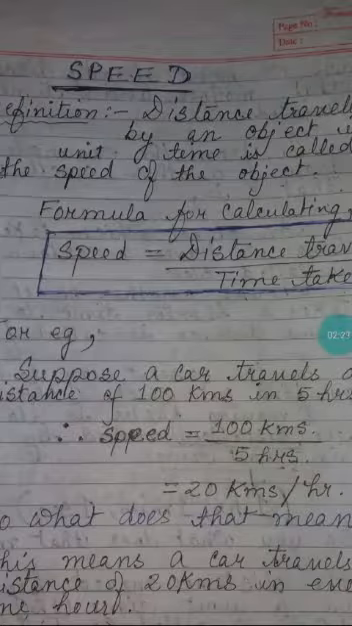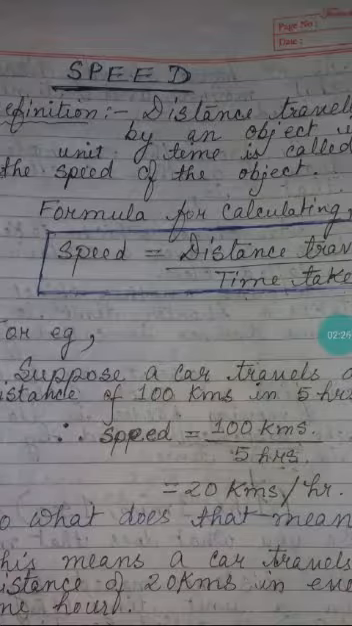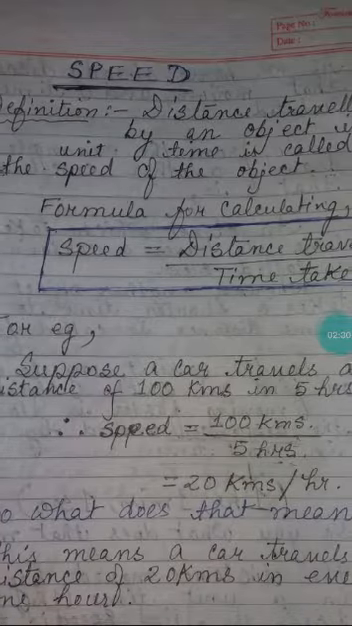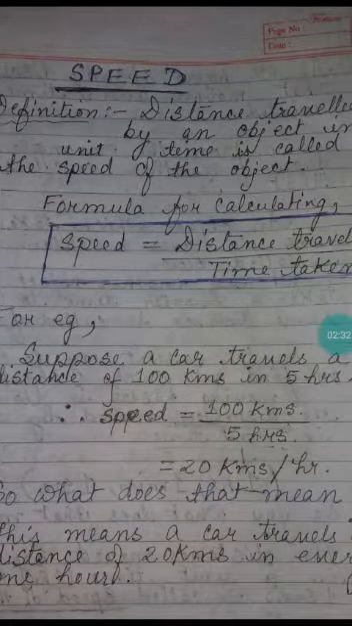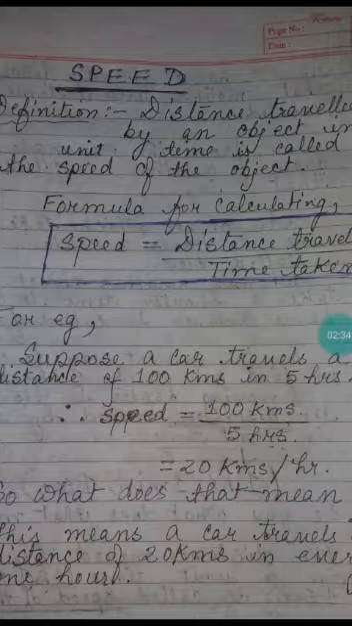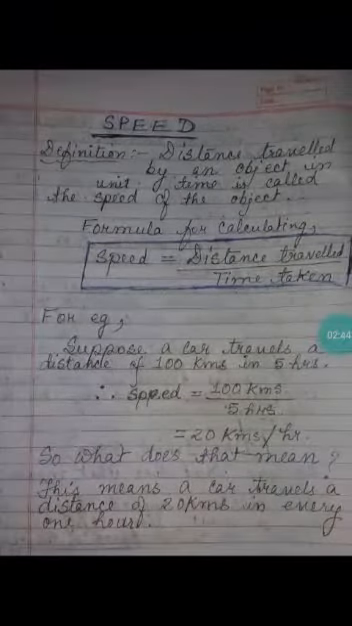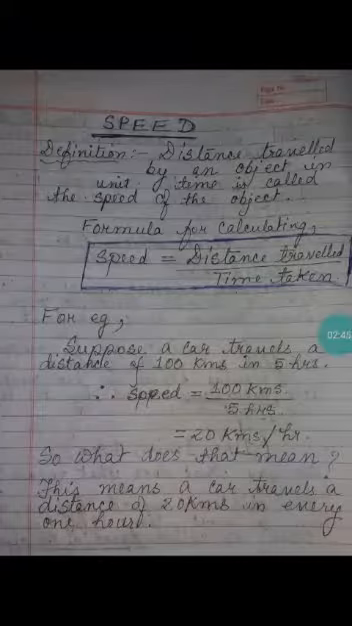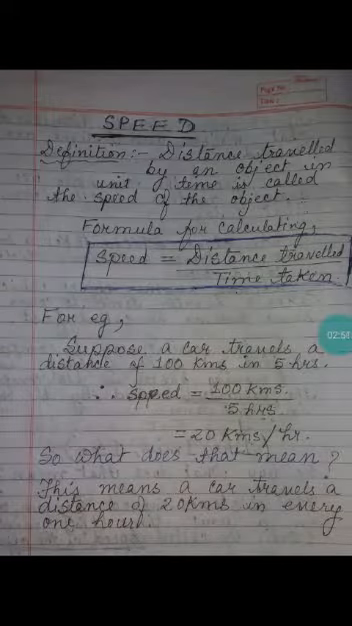Here, distance is what? 100 kilometers, and time is what? 5 hours. So, what will be the technique for finding out the speed? Speed equals 100 kilometers divided by 5 hours. That will be equal to 20 kilometers per hour. So, what does that mean? This means the car travels a distance of 20 kilometers in every 1 hour. Is that clear? Okay.